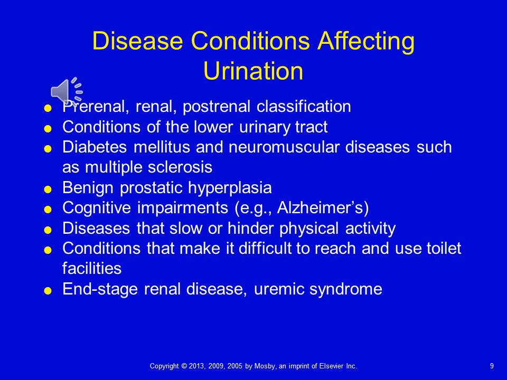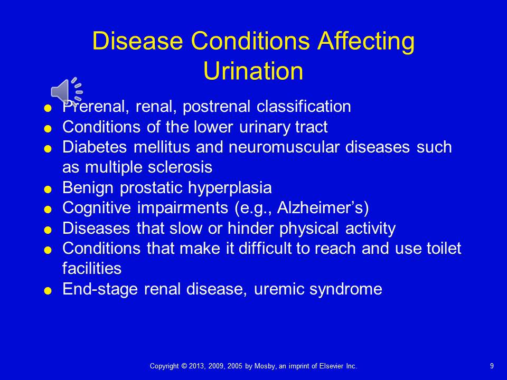Conditions of the lower urinary tract, including narrowing of the urethra, altered innervation of the bladder, or weakened pelvic and perineal muscles, affect urinary elimination. Diabetes and neuromuscular diseases such as MS cause changes in nerve functions that can lead to possible loss of bladder tone, reduced sensation of bladder fullness, or inability to inhibit bladder contractions.